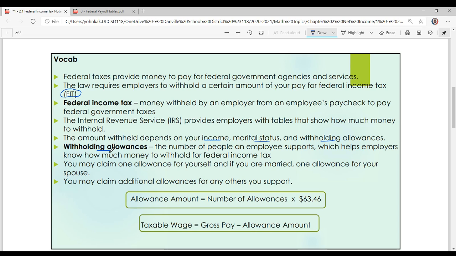You may claim one allowance for yourself, and if you are married, one allowance for your spouse. You may claim additional allowances for any others you support. That could be children, parents, or any other family member. To find the allowance amount, you take the number of allowances and multiply by $63.46. Then your taxable wage is the gross pay minus the allowance amount. Multiplying by 63.46 is one way that you can do it.